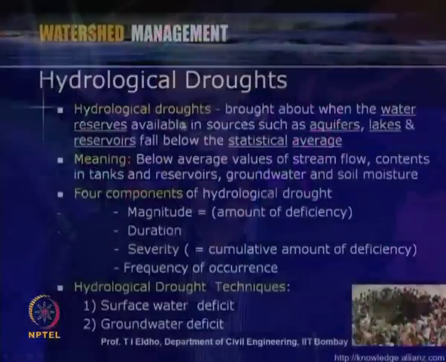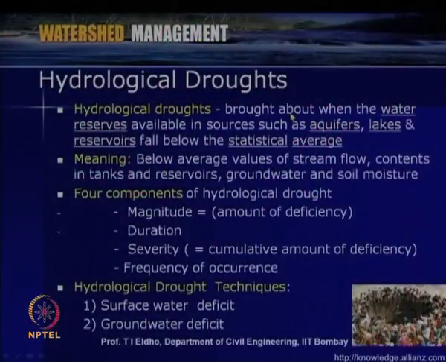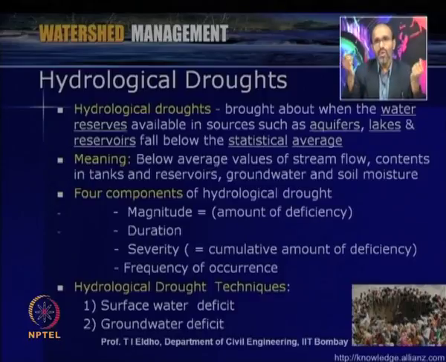So now the next category is the hydrological droughts. Hydrological droughts are brought about when the water reserves available in sources such as aquifers, lakes and reservoirs fall below the statistical average. We can have a statistical average, for example, for a reservoir or groundwater aquifer system, and we say there is a hydrological drought when the water levels in these storage systems fall below the statistical average.